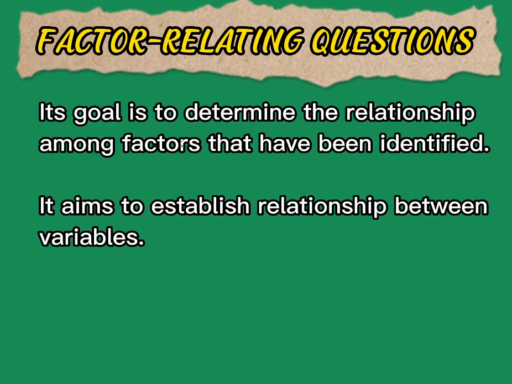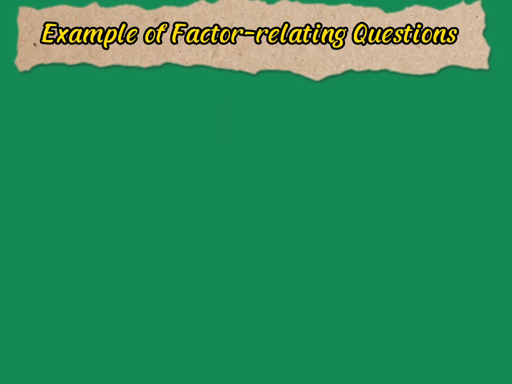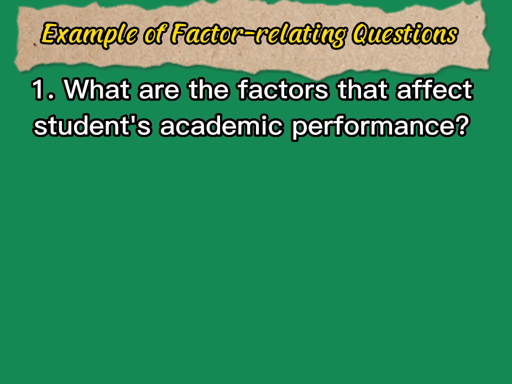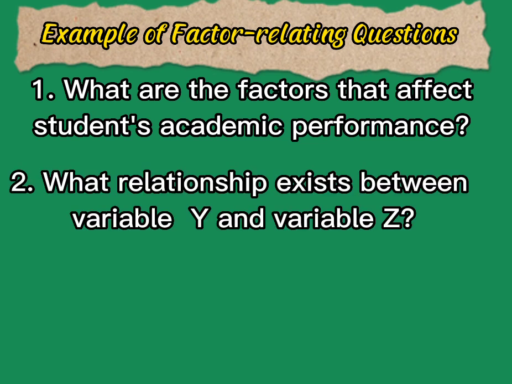The second type of research question is the factor relating questions. Its goal is to determine the relationship among factors that have been identified. It aims to establish relationship between variables. Example, what are the factors that affect students' academic performance? And the second example, what relationship exists between variable y and variable z?